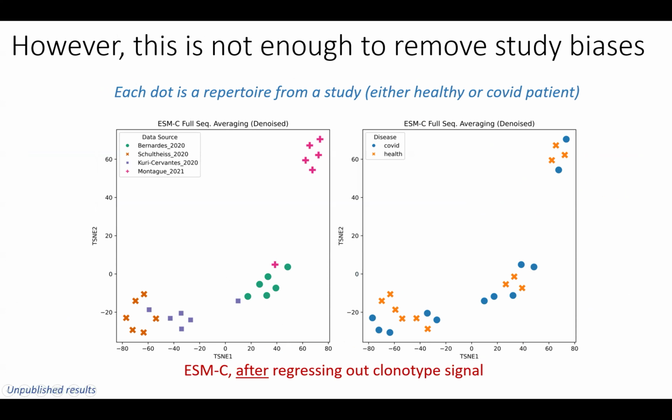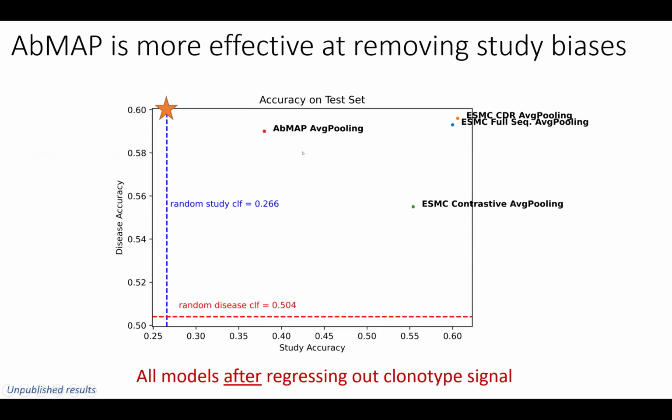And by the way, one issue though is that even though you can regress out the clonotype linearly, it seems that the study specific effects don't go away entirely. So this is ESMC, the original ESMC, where we regress out the clonotype. You'll notice that these two studies, which were distinct in the previous figure, are now a little bit merged, but on the whole, the study separation is still very stark. And this is something that AbMAP addresses.